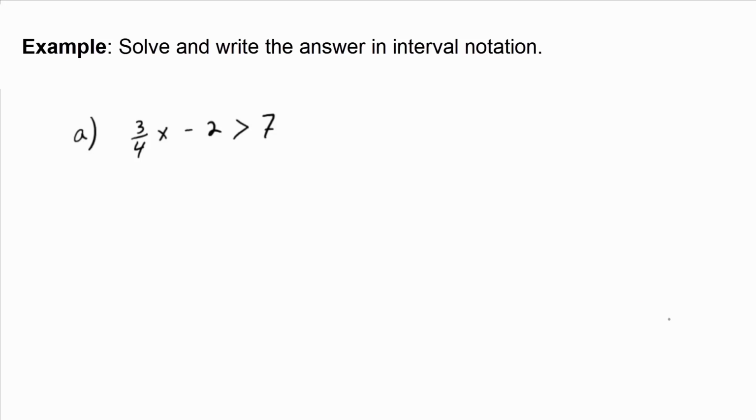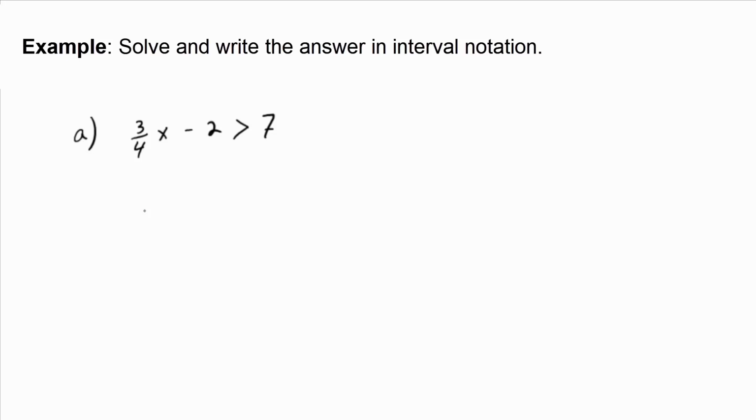Now more stuff you've seen before, except we're going to write the answers in interval notation. How do you solve part A, 3/4 x minus 2 is greater than 7? If you had a friend who knew how to solve equations but didn't know how to solve inequalities, what would you tell that friend? Yeah, in other words, solve it just like it's an equation, right? Pretend the greater than is an equal sign.